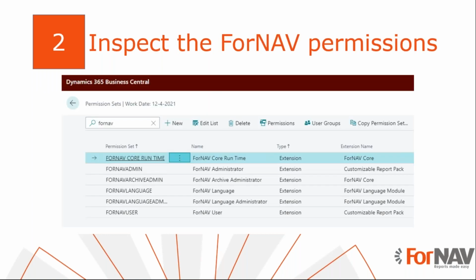The first thing we will investigate are the permission sets that are provided by ForNAV. If we look at these permission sets, we will notice they are part of 3 distinct extensions: the ForNAV core, the customizable report pack, and the ForNAV language module. Users need permissions to all extensions in order to work with ForNAV. Please note that these permissions do not contain permissions for standard Business Central tables. Most notably, ForNAV users will also need access to the custom report layouts table.